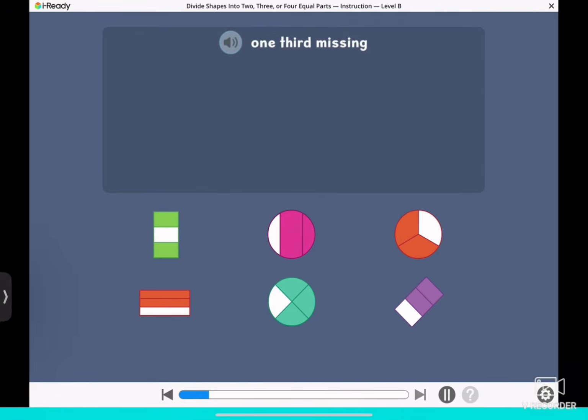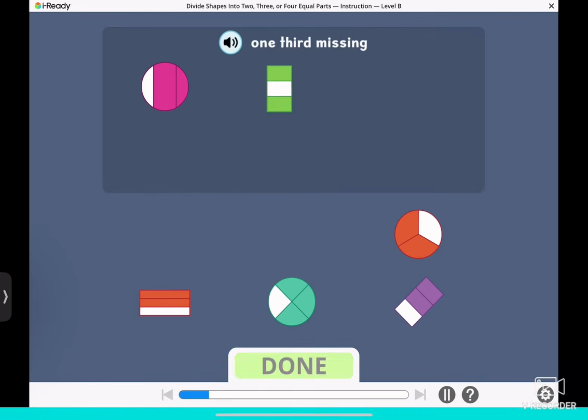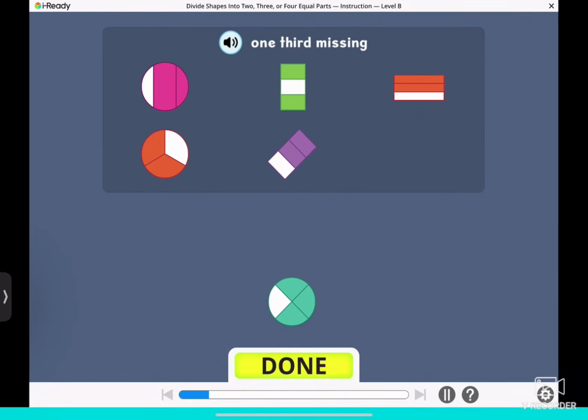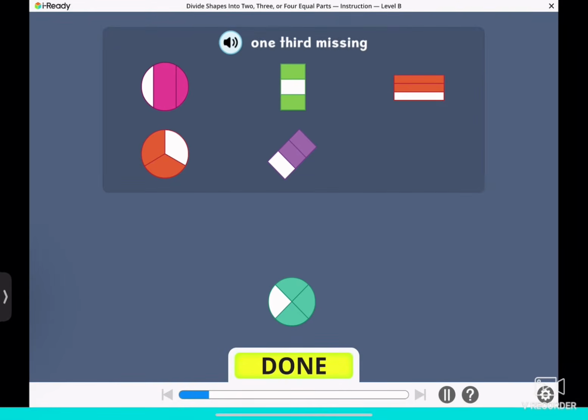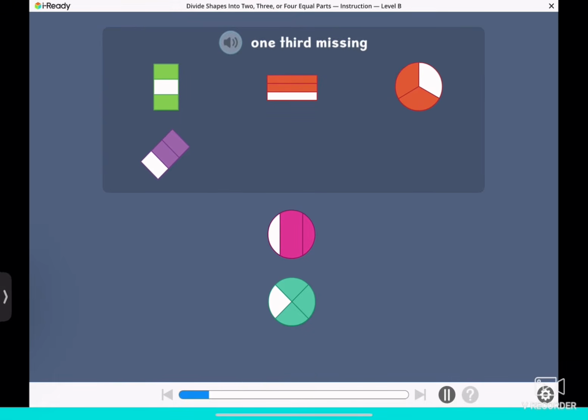Put all the shapes that show 1/3 missing into the box. Almost. Take out the shapes that do not show 1/3 missing. Good thinking! 1/3 is one of 3 equal parts.